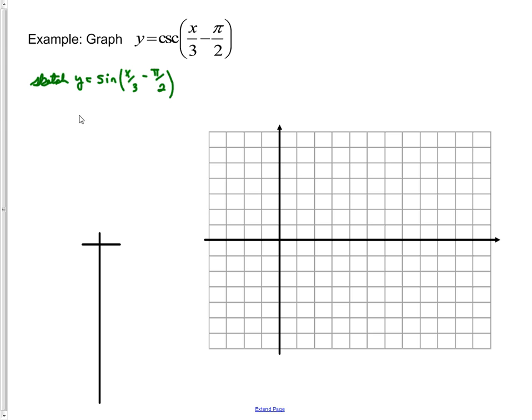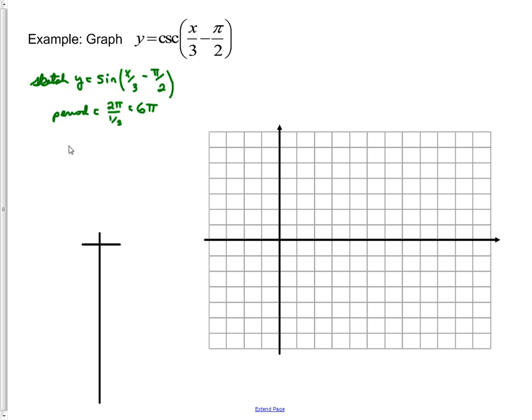So what could we say? Well, if we take x over 3, where our period for this sine function is 2 pi over 1/3, which is to say 6 pi. So this is one cycle of the graph.